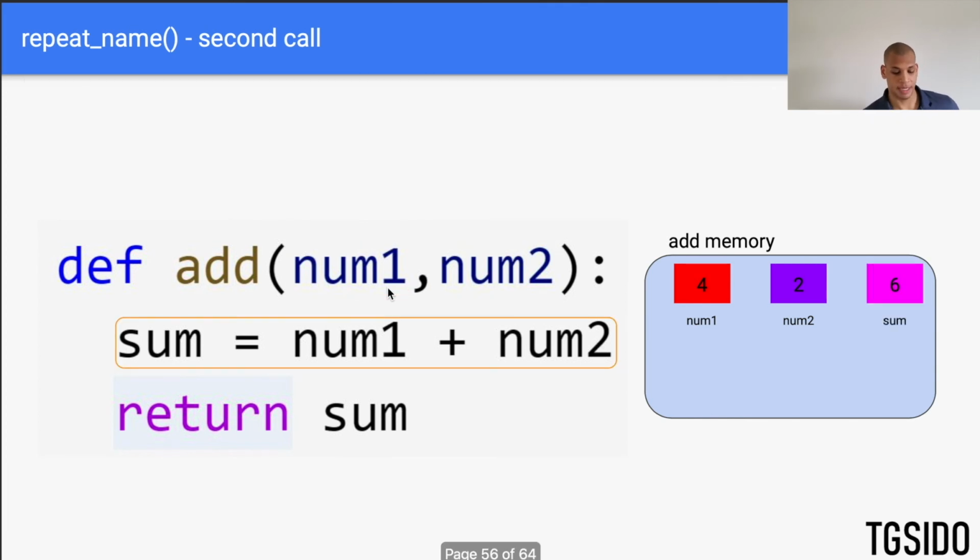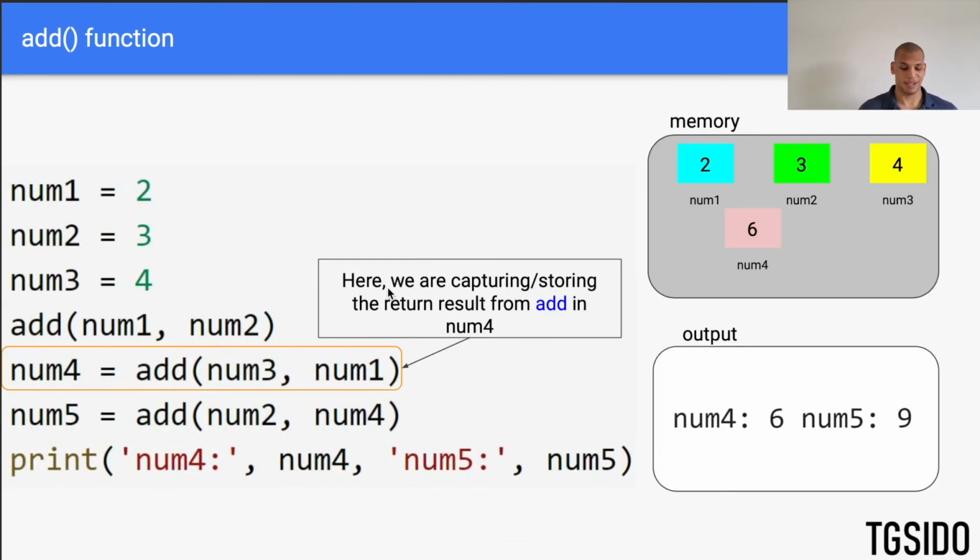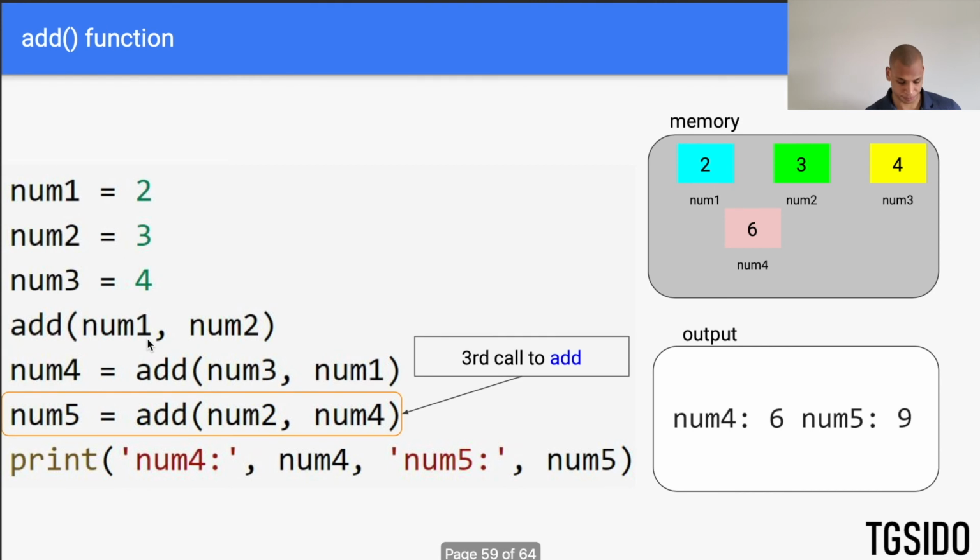Okay, now for the sum variable, that's going to be the sum of the values in those two. So this is going to be 6 now. And now we're actually going to return or send 6, the value inside of the sum variable, back to the caller. Okay, so over here, we're actually capturing or storing the return result from add in num4. So now num4 is going to have 6.